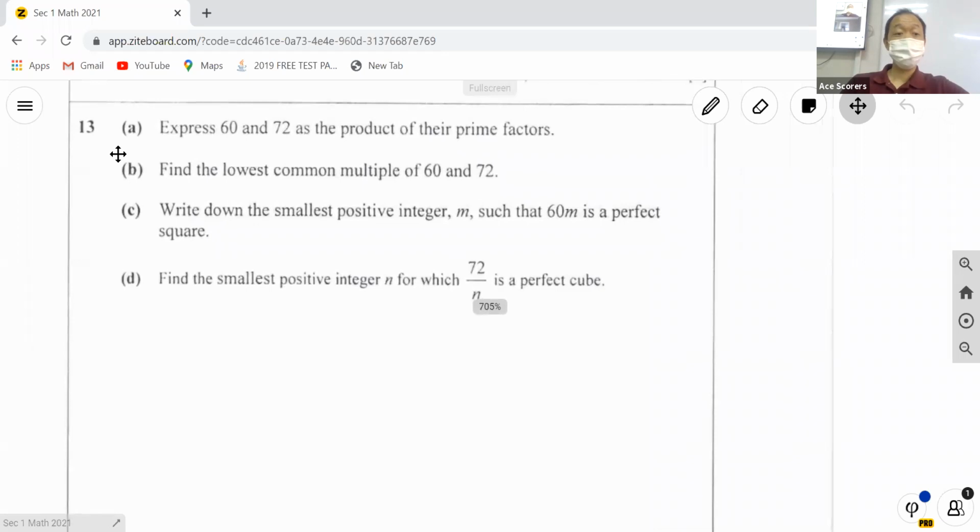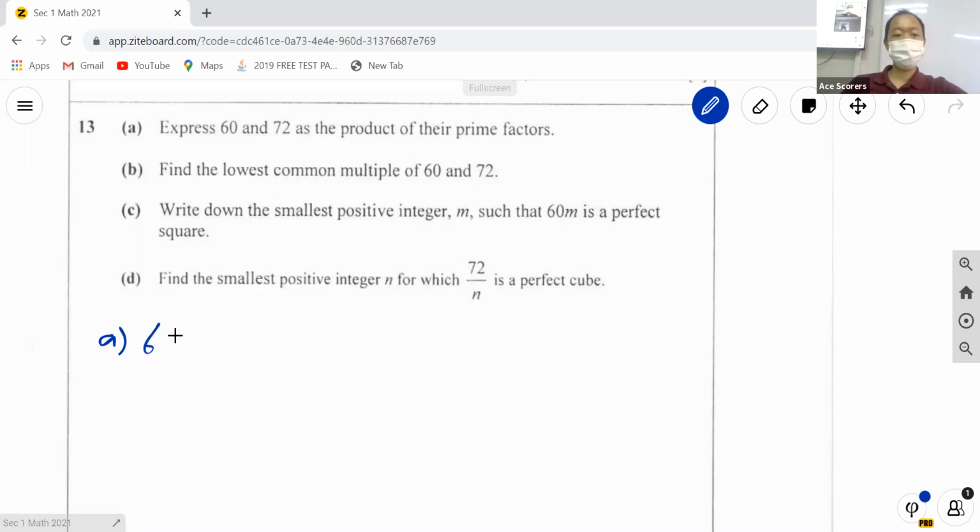Okay, so let's take a look at question 13a. Express 60 and 72 as a product of its prime factors. Let's just do a recap. What do we need to do? We need to do prime factorization. That means you must change it to index notation form. What do you mean by index notation? I'll just do 60 for you to kickstart, because you might have forgotten this.